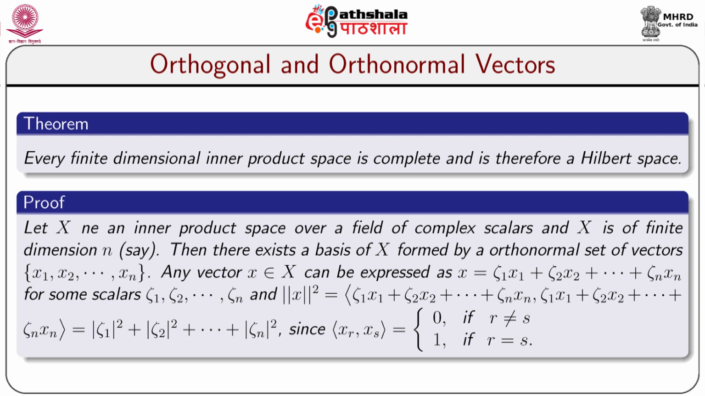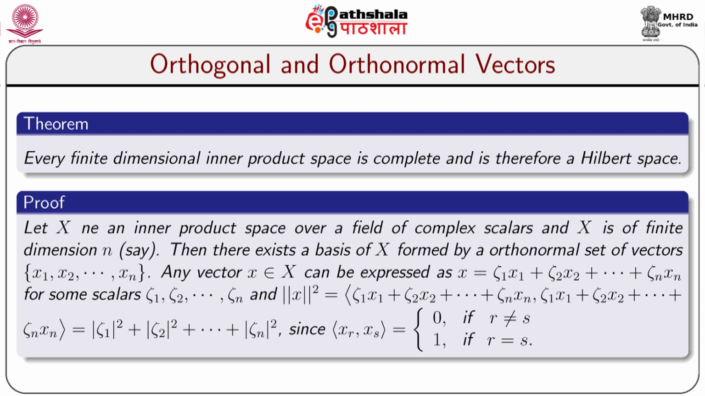So, any vector x belonging to capital X can be expressed as x is equal to zeta 1 x1 plus zeta 2 x2 plus dot dot zeta n xn for some scalars zeta 1, zeta 2, dot dot, zeta n, and norm of x square is equal to inner product x comma x, and substitute x for zeta 1 x1 plus zeta 2 x2 plus dot dot dot zeta n xn.